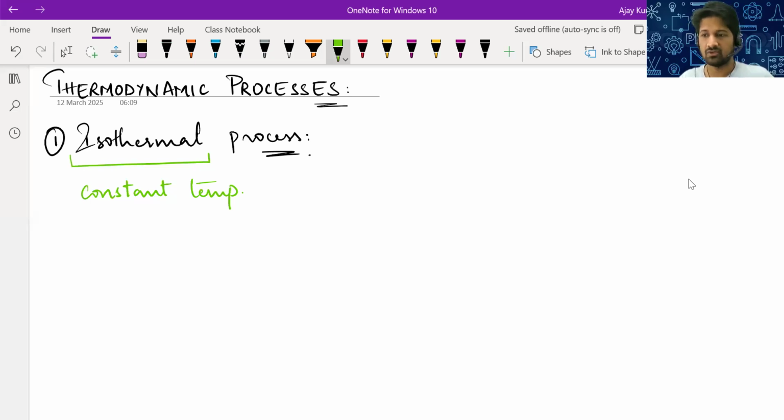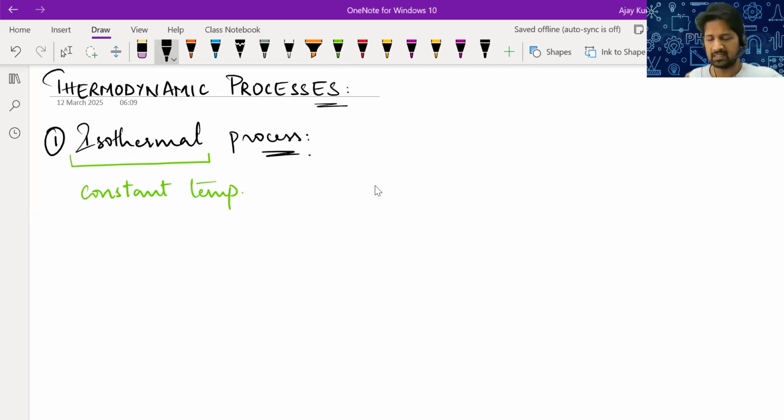So as the gas is being supplied heat, and as the gas is expanding or being compressed, or heat is being taken away from the gas, that also doesn't matter. As the process is carried out, as something is done with the ideal gas, its temperature must not be allowed to change. That kind of a process is called an isothermal process.